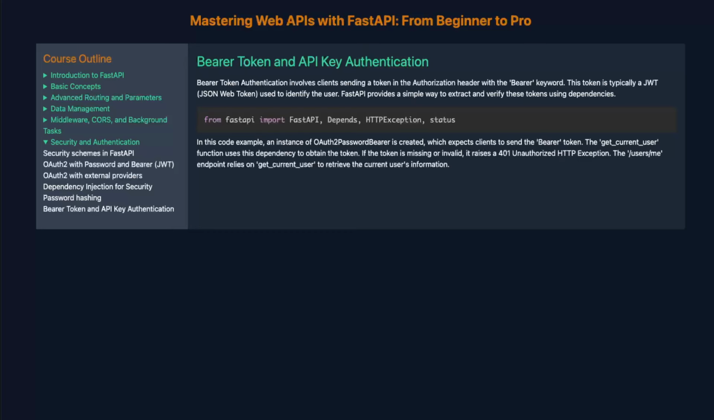In this code example, an instance of OAuth2PasswordBearer is created, which expects clients to send the bearer token. The get_current_user function uses this dependency to obtain the token. If the token is missing or invalid, it raises a 401 unauthorized HTTP exception. The /users/me endpoint relies on get_current_user to retrieve the current user's information.